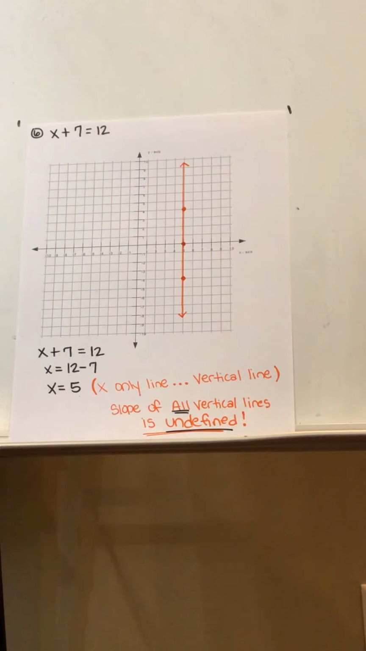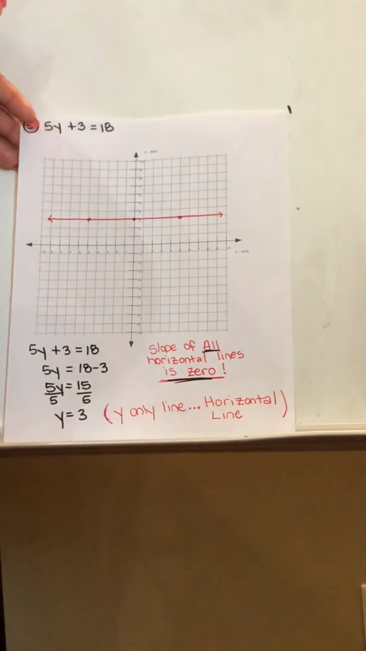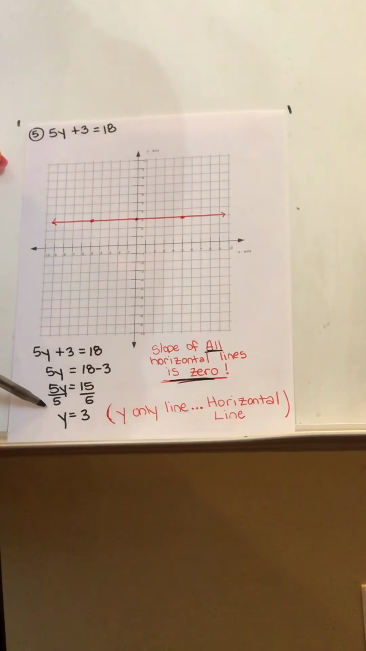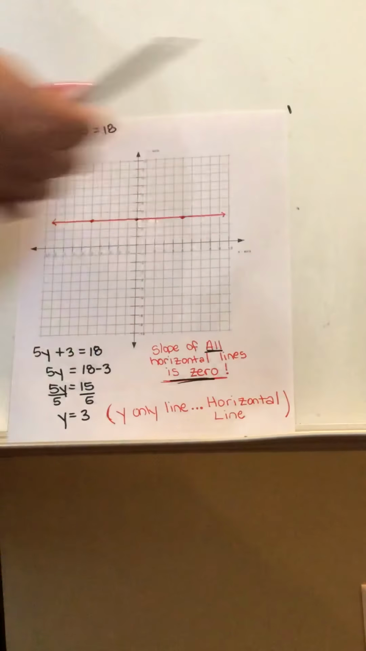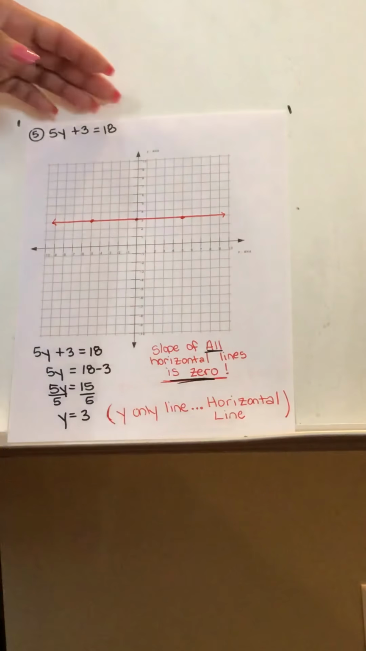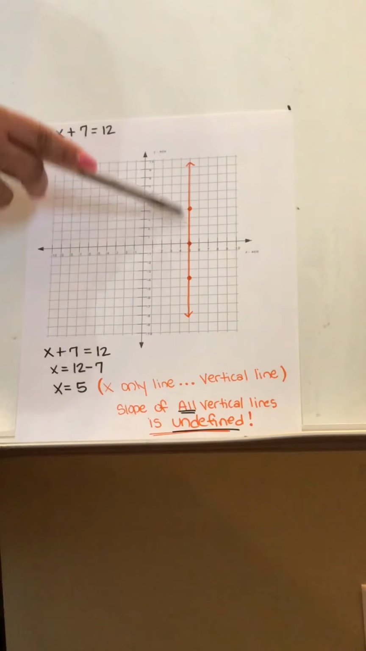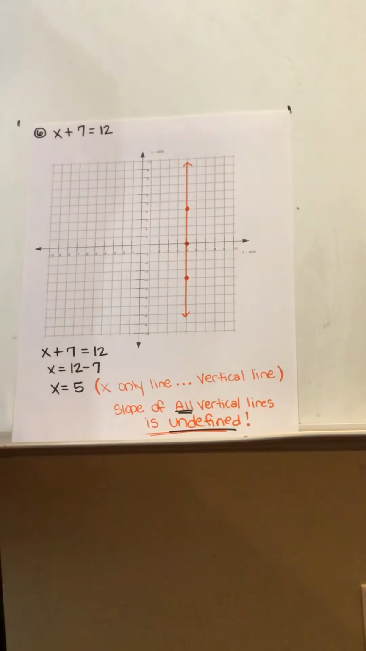So again, recap, our two special lines. You have the horizontal line where you only have y. It's only going to cross y. Does not cross the x-axis. Its slope is 0. Our vertical line is only going to cross x. There is no y. And its slope will always be undefined.